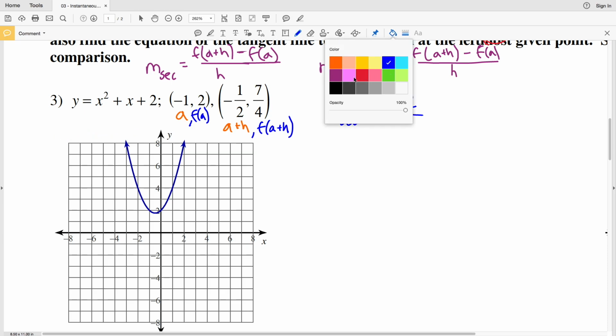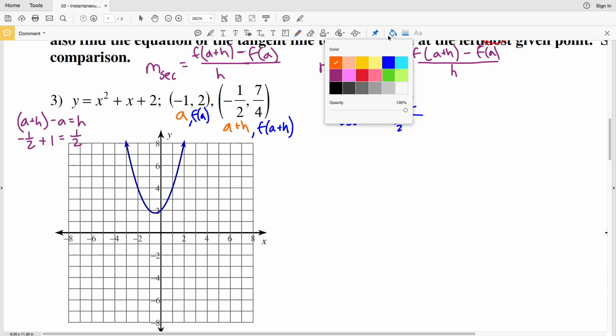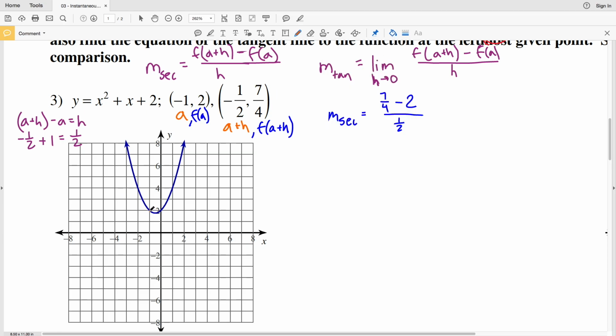So calculating that quickly, a plus h minus a equals h. So -1/2 minus a, minus -1, or plus a, +1, equals h of a +1/2. So the change in x interval is 1/2. So h is our 1/2. And you can see that from -1 to -1/2, 7/4, that is a half step in the x direction.